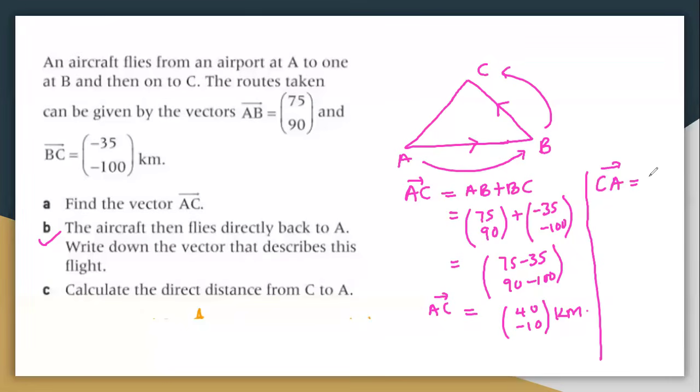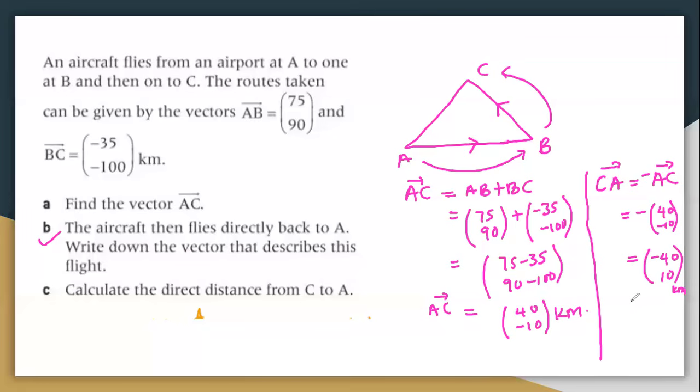C to A is equal to the negative direction of SC. So negative SC, which is negative 40, 10, so negative 40, 10 is the answer, in kilometers. Okay, kilometers. This is very fine. So that is the vector.